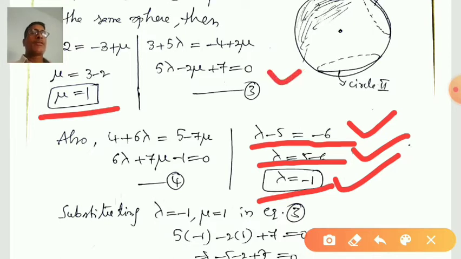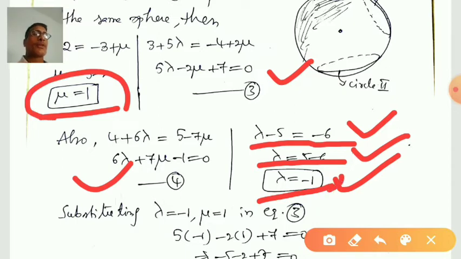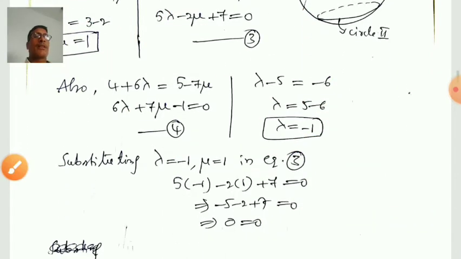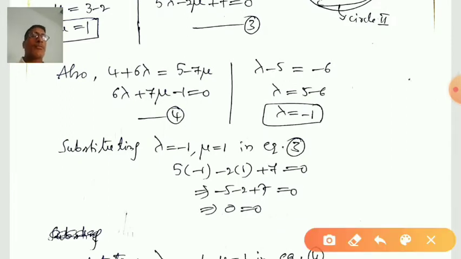This is one equation and this is another equation. So from this we got mu is equal to 1, and from this we got lambda is equal to minus 1. By substituting lambda is equal to minus 1 and mu is equal to 1 in these two equations, we have to verify whether these values of lambda and mu satisfy these two equations or not. So first take equation number 3. Substitute lambda is equal to minus 1 and mu is equal to 1 in equation number 3, we will get 0 is equal to 0.